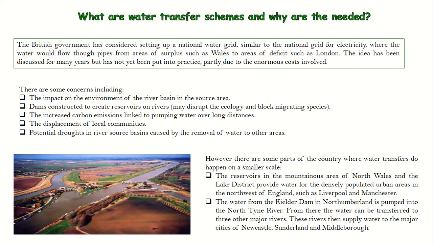We've got some sort of North water transfer already in place. But obviously, geographically speaking, North Wales is much, much closer than those other areas. And the water from the Kielder Dam in Northumberland is pumped into the North Tyne River. From there, it can be transferred to 3 major other rivers. So the northeast of England also has a similar project.